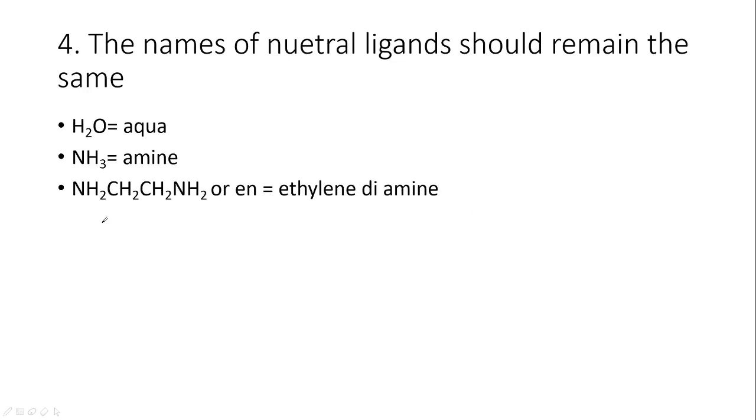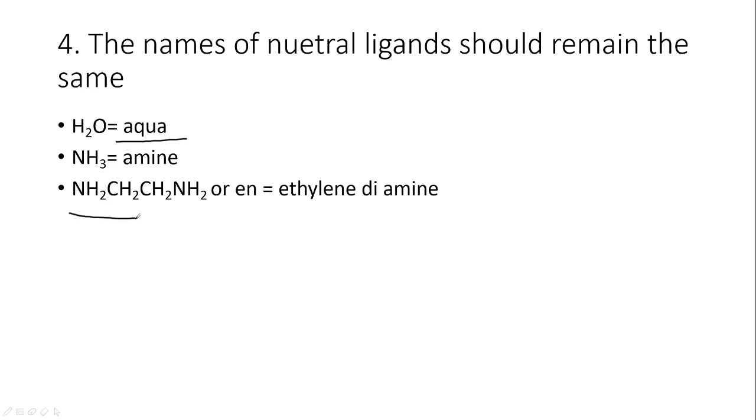The name of neutral ligands should remain the same. Examples of neutral ligands include water, but in this topic, we're going to be calling water aqua. If you're naming water, don't say water, don't say H2O, call it aqua. This is actually where the name water was derived from, so it's still the same thing. Now, ammonia, we don't call it ammonia, we call it amine. We call it amine, not ammonia.